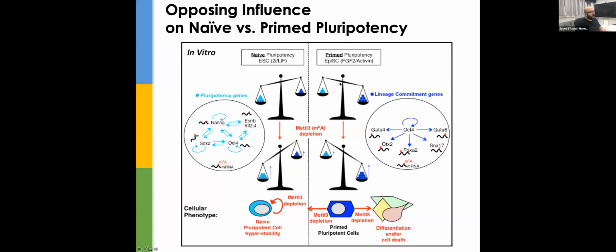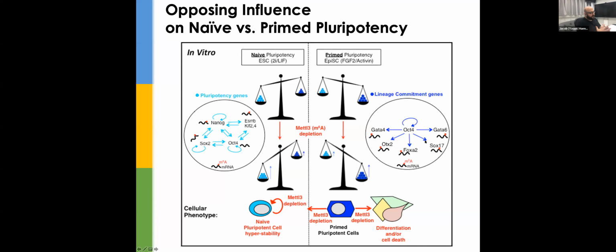They are very strong. They're actually more stable. If you go to the right, you have the primed stem cells. The cells start to express lineage commitment markers like Gatad2a and SOX17, which are methylated. So if you remove methylation at the primed state, now the differentiation genes are becoming heavier, and the cells tip towards differentiation.